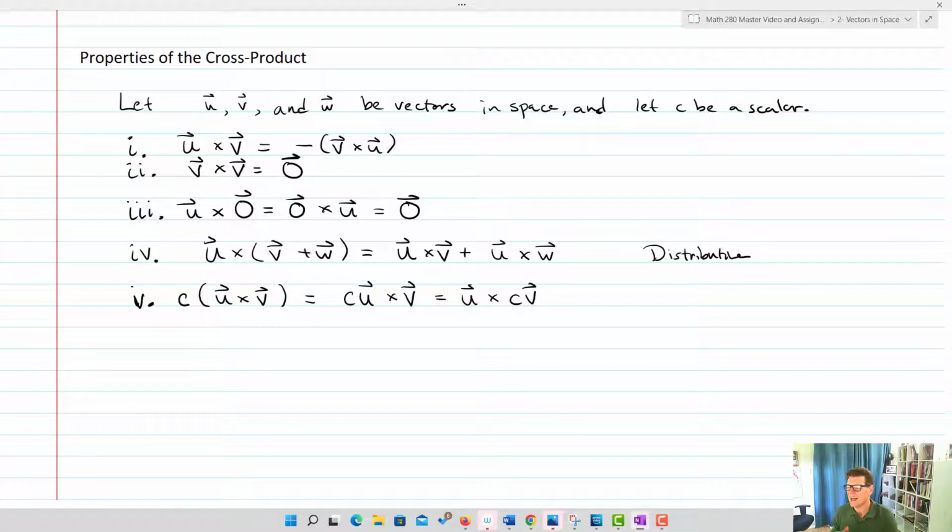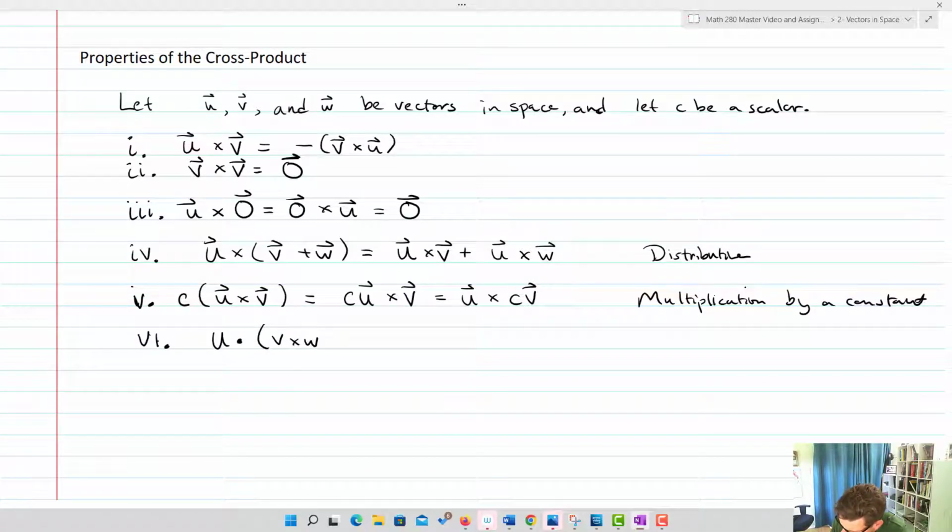And that's also another one that is pretty easy to see. You can look at your book to get the description of that, or to see the proof of that. And then our final one is what's called a scalar triple product. We're going to talk a lot more about this one. That's u dotted with v cross w equals u cross v dotted with w. And that's called the scalar triple product.